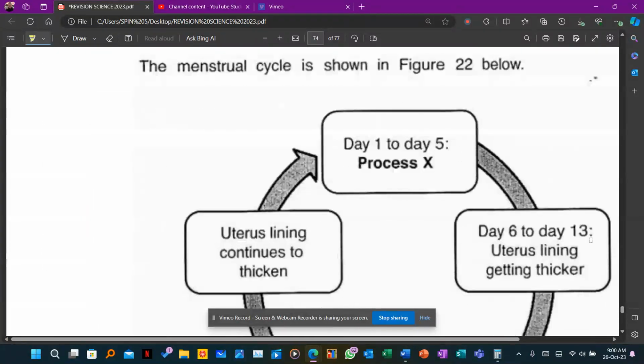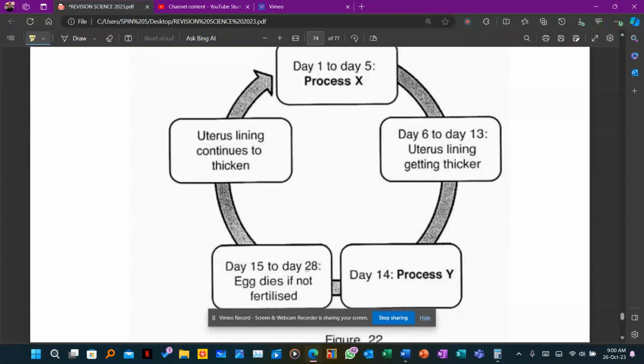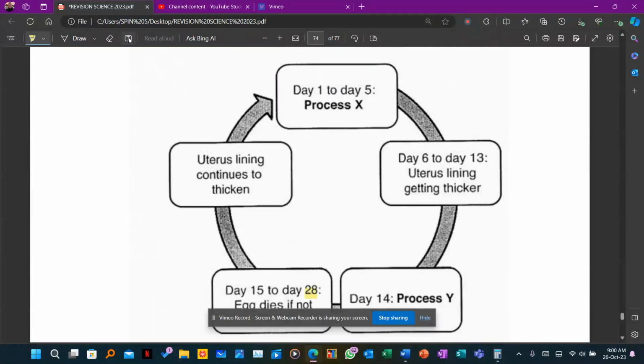Next one is the menstrual cycle. You should know the menstrual cycle lasts for 28 days. And then on the first day, the process is called menstruation.